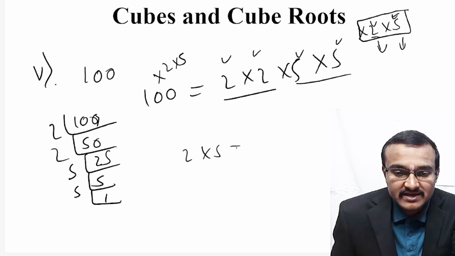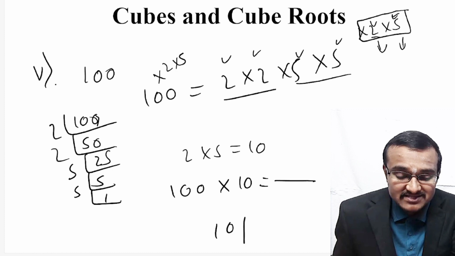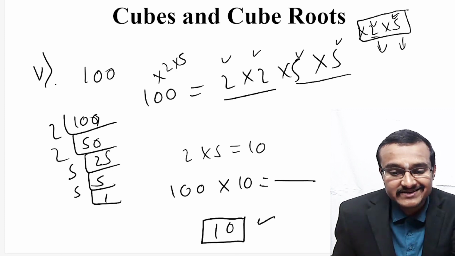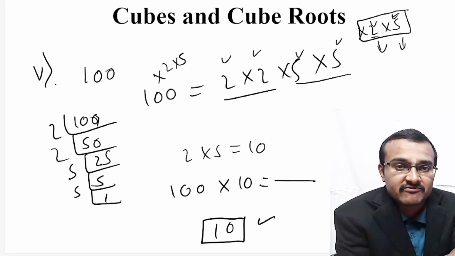So what is 2 into 5? 2 into 5 is 10. That means 100 should be multiplied with 10 to get a perfect cube number. So the answer for this fifth question is 10, because 10 is the minimum number which should be multiplied with 100 to get a perfect cube.